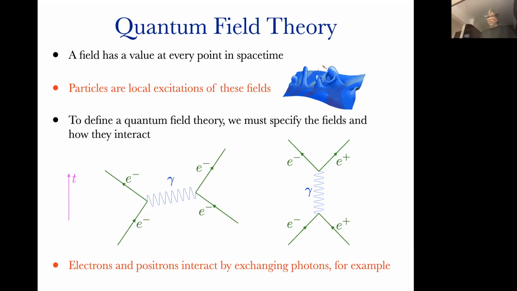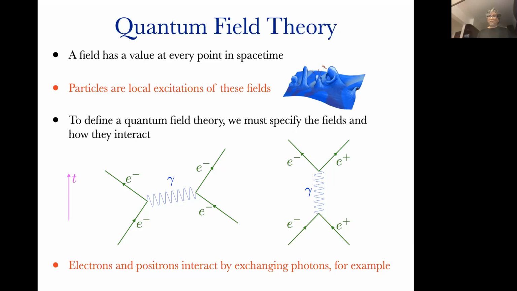So let me say a few words about quantum field theory for the non-experts. For the experts, I apologize for the oversimplification of things. So a field has a position at every point in space-time. A classical field might be temperature on the Earth or pressure on the Earth. Every point on the Earth has some pressure and some temperature. Particles in quantum theory are excitations of these quantum fields. To define a quantum field theory, you specify the fields and how they interact.